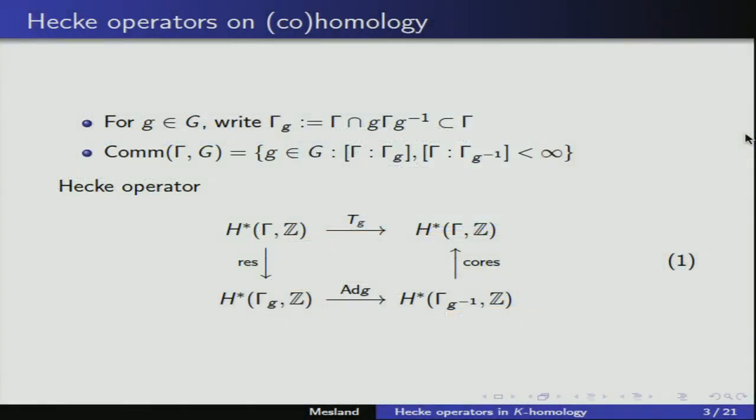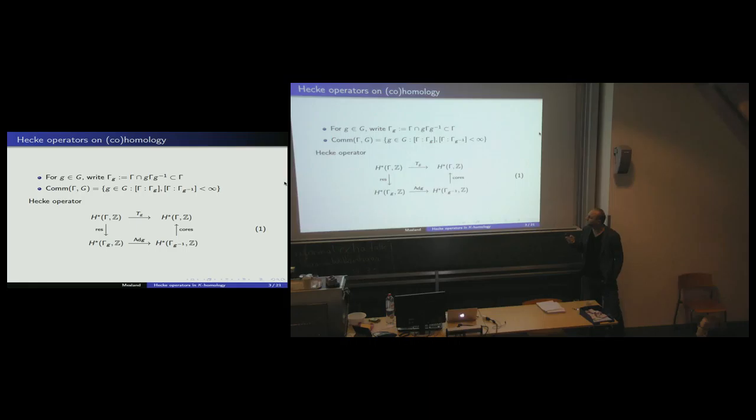And then you can define operations on cohomology using these elements g. So what you get is an operator Tg from the cohomology of the discrete group to itself. And this you get by taking a restriction map. Then there is the conjugation map, which maps Γg to Γg inverse. So this is just conjugation by g in the big group. And this maps Γg to Γg inverse.